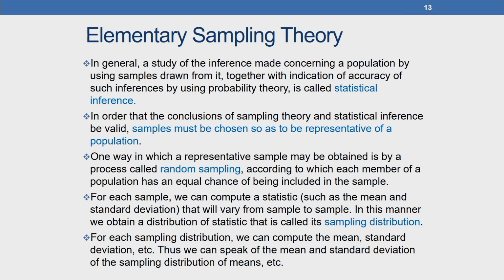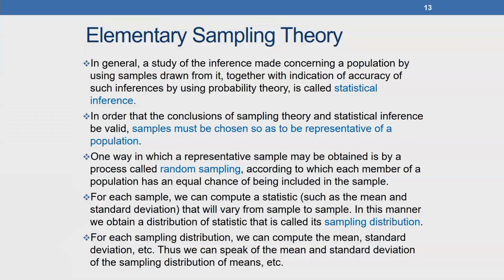Now, in general, a study of inference is made concerning a population by using samples drawn from it, together with an indication of the accuracy of such inferences by using probability theory, and this is called statistical inference. When we use the methods of probability sampling, we are following the rules of probability to make certain inferences from the sample for the population. We say that we are making use of statistical inference.